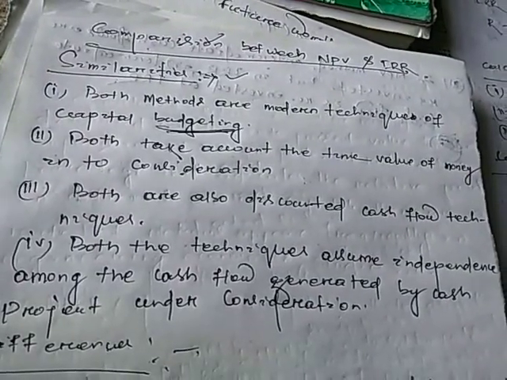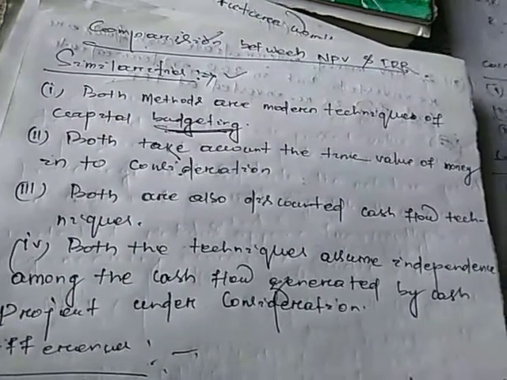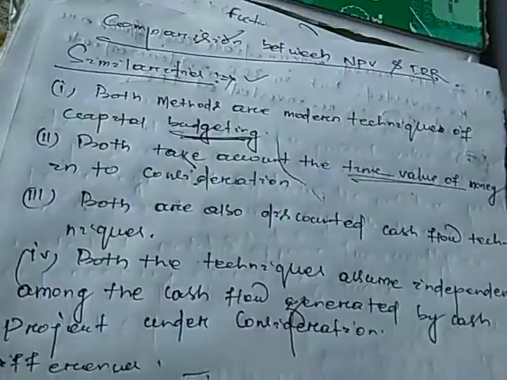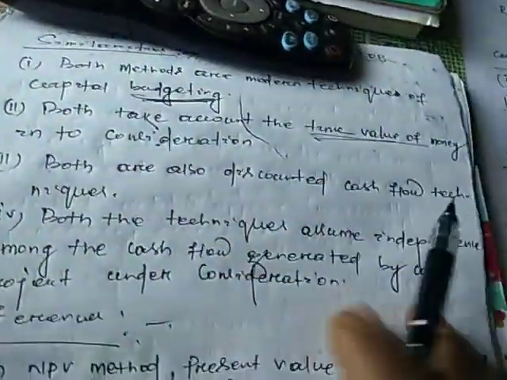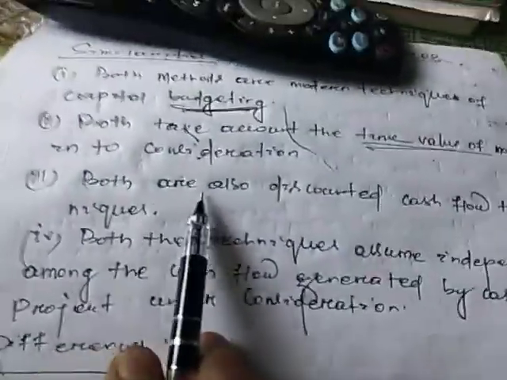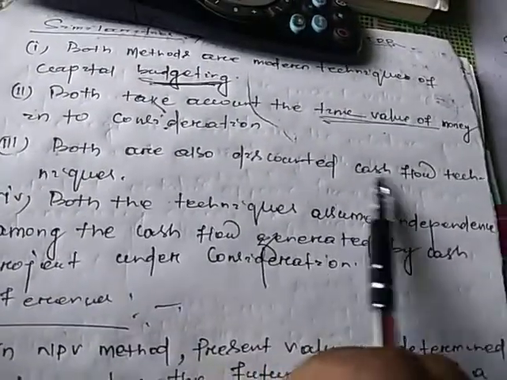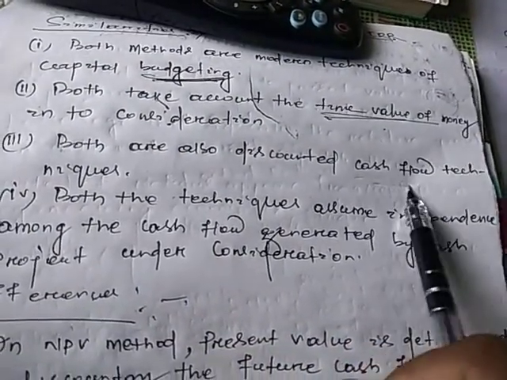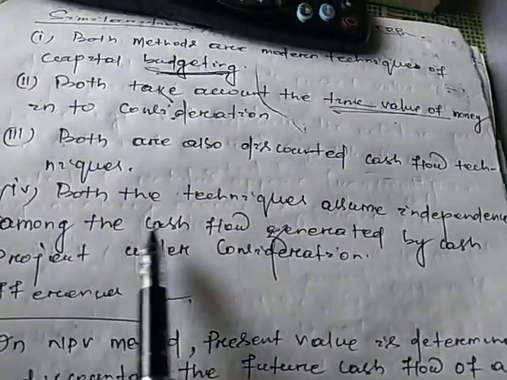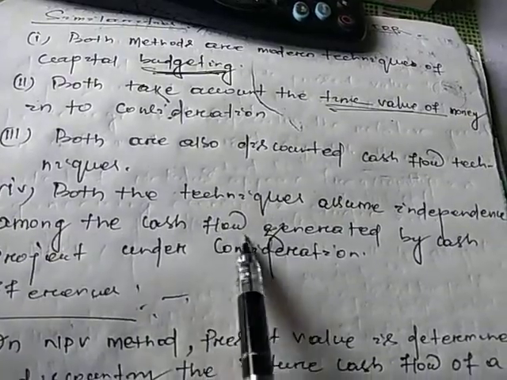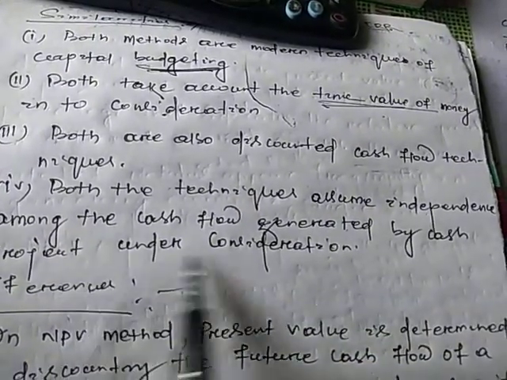Then both take the time value of money into consideration. Yes, because this depends upon the time value of money. Money has some value in time. Both are also discounted cash flow techniques, because both depend upon cash flow, cash in or out. Both the techniques assume independence among the cash flows generated by the project under consideration.